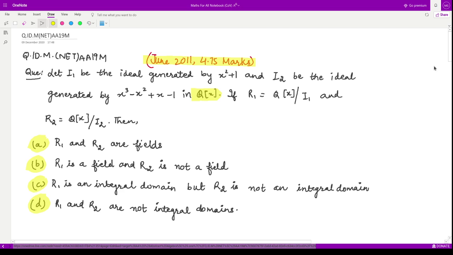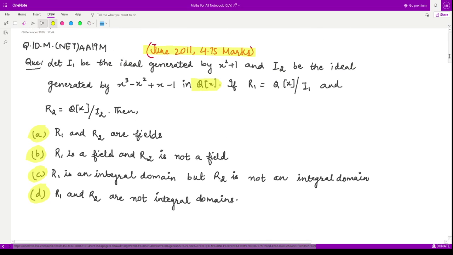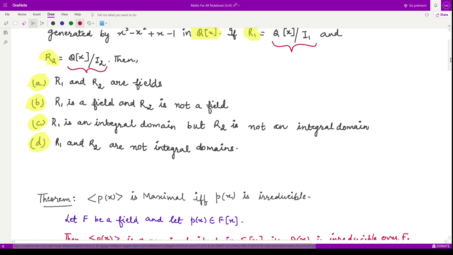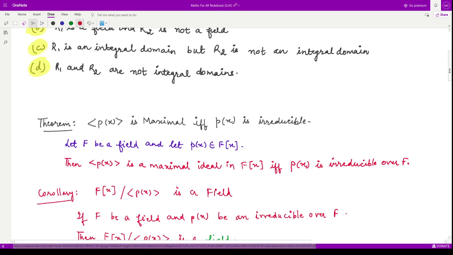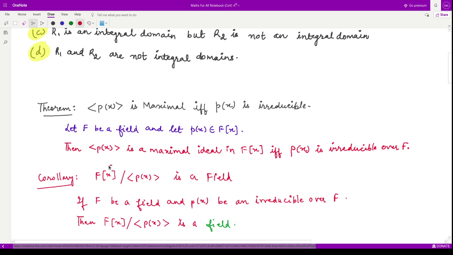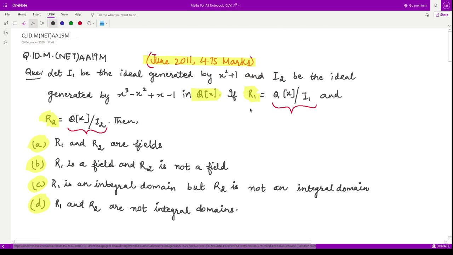So let us see a few results that we would need in order to check whether R1 and R2 are fields or integral domains or not. To check whether these quotient rings are fields or not, we have this result. The result says that a quotient ring of this form forms a field whenever the ideal generated by p(x) is maximal, and the polynomial is irreducible over F. So to check whether R1 and R2 form fields or not, we can check the polynomial.